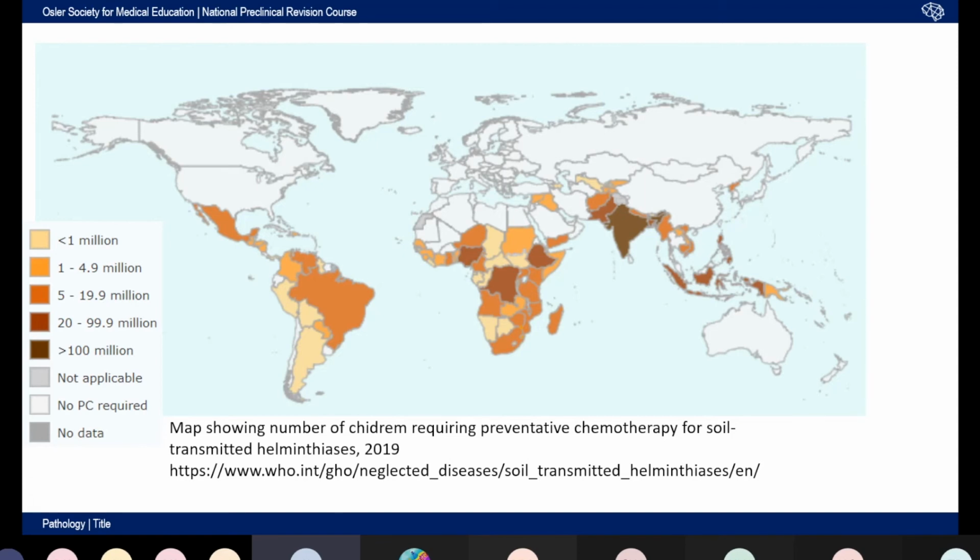Heavy infections with helminths can cause lots of different problems, including abdominal pain, diarrhea, blood loss, and in the most severe cases it can cause physical and cognitive growth retardation, which is why it's important to stop them.